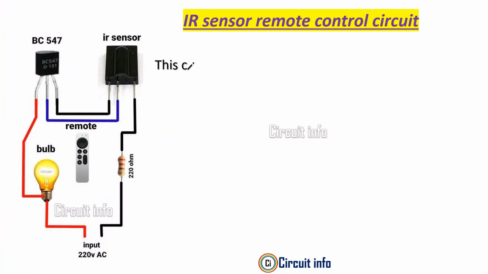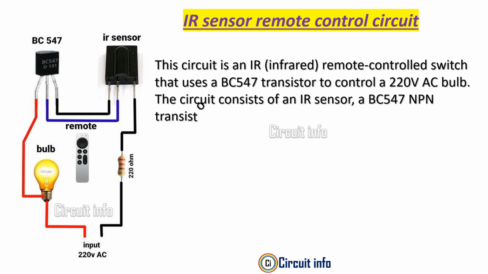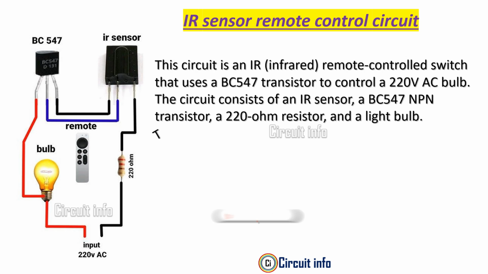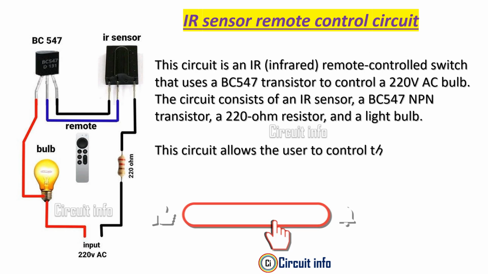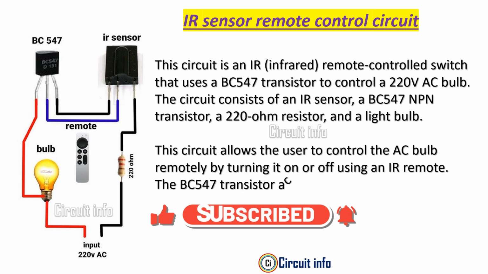5. This circuit is an IR infrared remote-controlled switch that uses a BC547 transistor to control a 220-volt AC bulb. The circuit consists of an IR sensor, a BC547 NPN transistor, a 220-ohm resistor, and a light bulb.